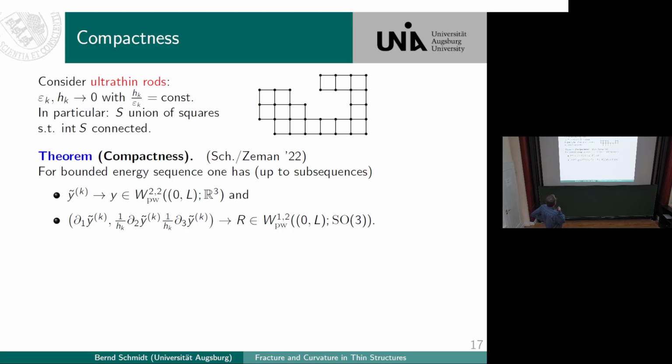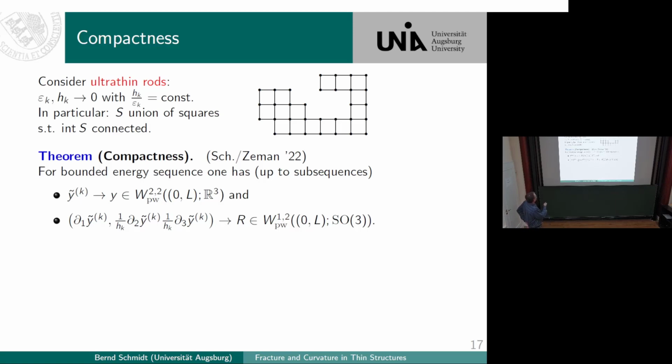So you do converge. These interpolations do converge to W^{2,2}, but at finitely many points they can break. At finitely many points they can have fracture. And this is why you converge here to something which is only piecewise W^{2,2}.